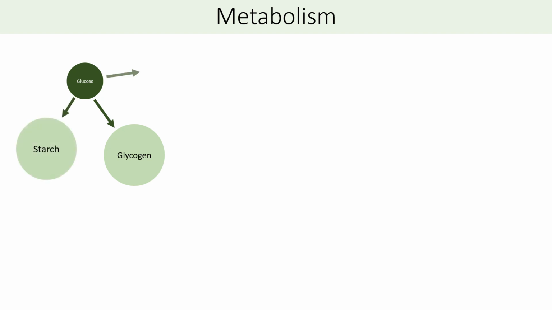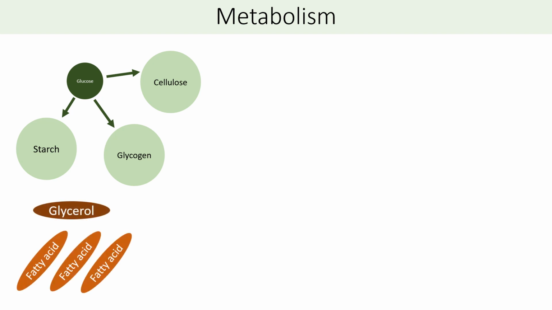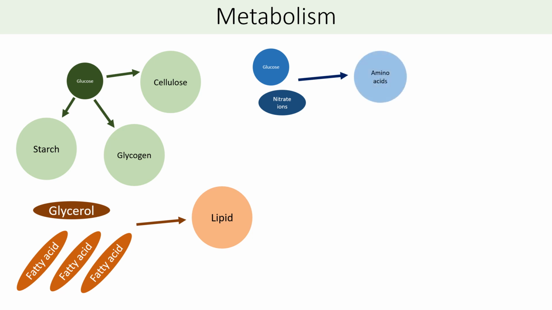Glucose could be stored as starch in a plant, or it could be used for cellulose, which is in the cell walls of plants. Another example is glycerol and 3 molecules of fatty acids. When these come together, they will form lipids. This is another example of metabolism. We can also talk about glucose coming together with nitrate ions, and these will form amino acids. These amino acids in turn will be used to synthesize proteins.